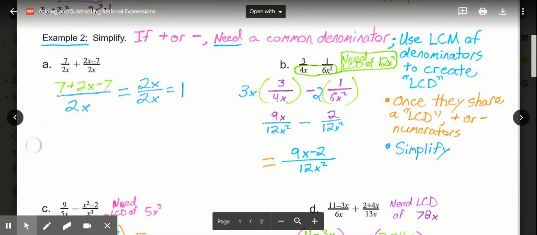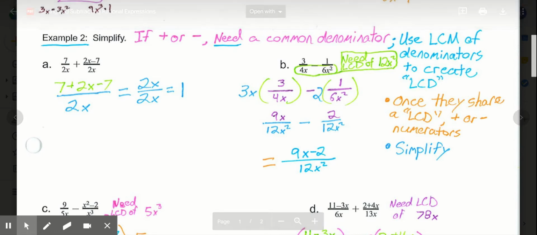So in A, 7 over 2x plus 2x minus 7 over 2x. They already have a common denominator, so I'm just going to add the numerators on top. 7 plus 2x minus 7, a positive 7 and a negative 7 cancel. So I have 2x over 2x, which simplifies to 1.